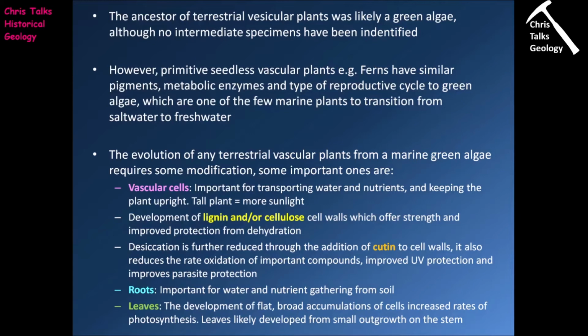Your final evolutionary step are, of course, leaves. So the development of leaves offers a flat, broad accumulation of cells, and these cells obviously have the capacity to photosynthesize. So the bigger and broader your leaf, the more sunlight it will collect, and therefore the more food it will be able to produce via photosynthesis. Now, in terms of leaf development, they probably develop from small outgrowths from the stem of the plant.